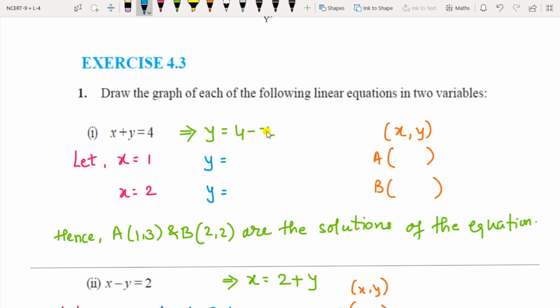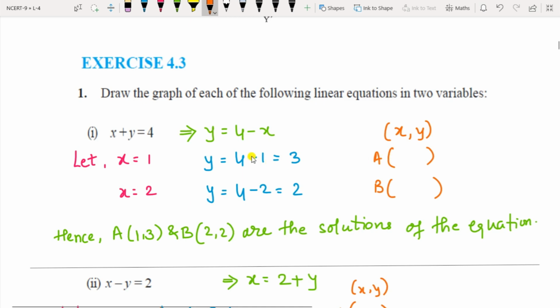Take values of the variable on the right hand side of your own. So here I have taken values of x as 1 and 2, of my own choice. You can take any number from the number line and substitute this in the equation. 4 minus 1, that you will get 3, and 4 minus 2, that you will get as 2 here, and write in ordered pair.